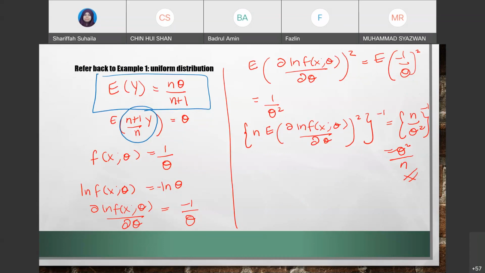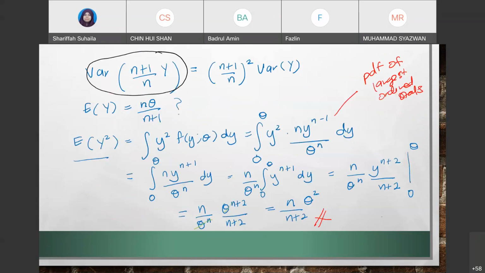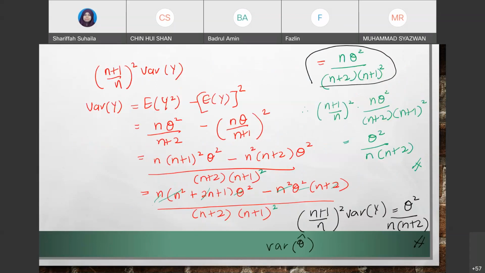So what do we get? We first use the Cramer-Rao lower bound, so we get theta square over n. By the end we need to get the variance of the estimator, which is variance n plus 1 over n y. This is a constant, so take it out squared. So solve variance y first: E of y square minus E of y, and we already know E of y is n theta over n plus 1. Solving variance y, we get n theta square over n plus 2, n plus 1 square. What we want is n plus 1 over n square variance y, because that is your estimator. When we solve it, we get theta square over n plus 2.